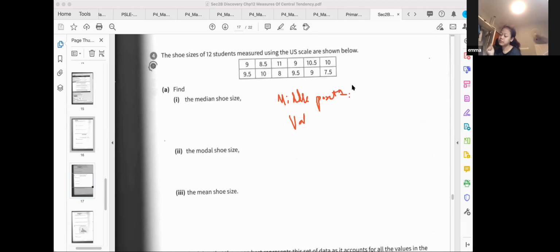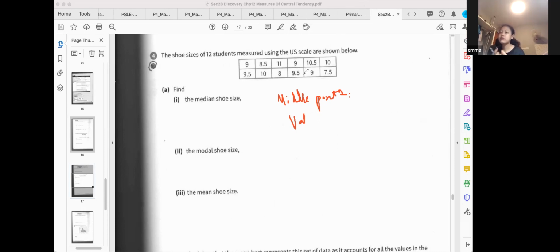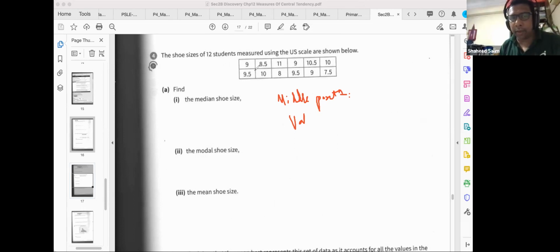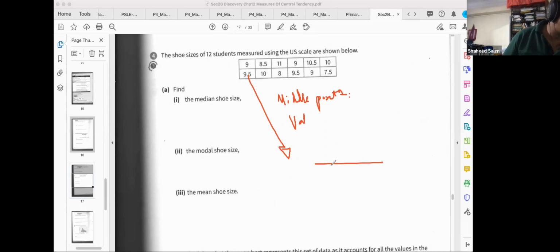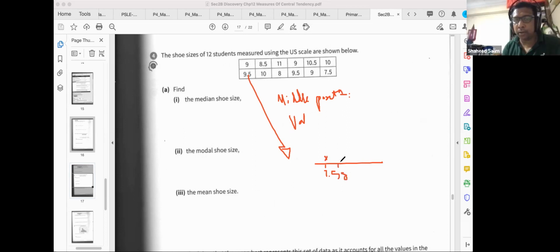11. Modal, no. That means the highest frequency. You are writing now the different 9. 9, yes. Okay. So don't get confused here. If I'm going to change this to a dot graph, what do they call this? The dot diagram. So it will be something like this. 7.5. Then I put 1, right? And then 8. I put 1 also.